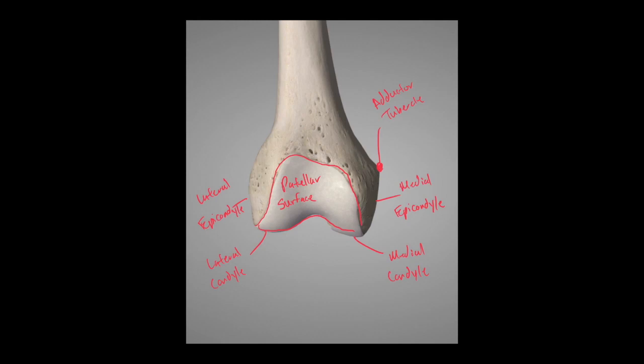Remember how we talked about nutrient foramen and how it allows vessels to go into the bone to supply nutrients and exchange waste? These little holes right here are actually nutrient foramen, and they're quite visible, especially on real bones. So just remember, these little holes are nutrient foramen. And that concludes all of the landmarks found on the femur bone.